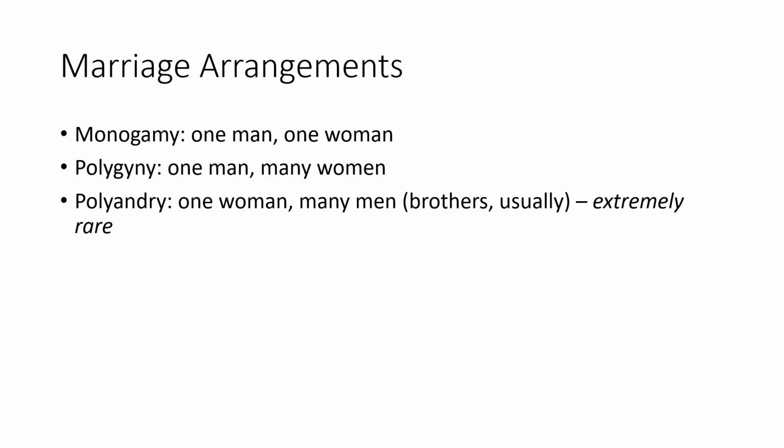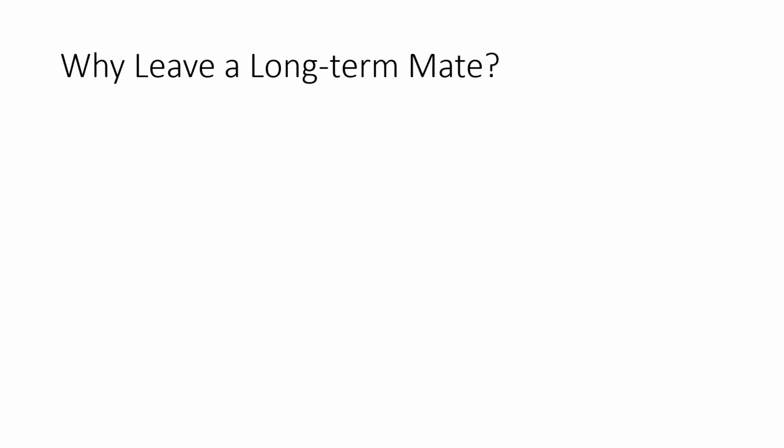Polygamy is becoming more common in industrialized societies. There are definitely cultures that already have it as part of their culture, but it's becoming more common where people can have multiple partners at the same time. So we will talk about that when we talk about love and affection. Another thing to hit on is, why do people leave a long-term relationship? Why the dissolution of relationships? This can happen for various different reasons in an evolutionary sense.